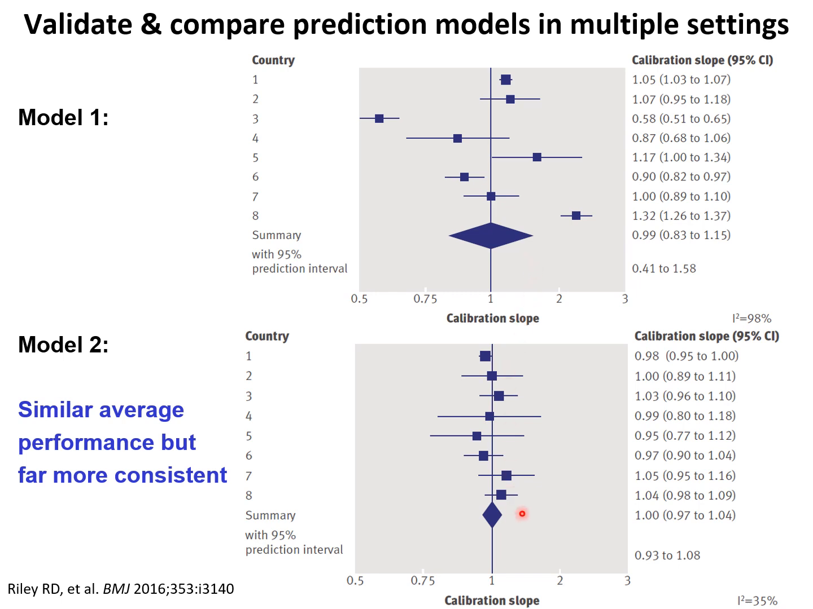Model 2 also has a summary result close to 1, a narrow confidence interval, but there's very little heterogeneity. In every single study, the calibration slope is very, very close to 1. And therefore, on average, Model 2 is as good as Model 1, but also it's more consistent in performance across settings. Now, without IPD, you wouldn't be able to assess calibration at all, because you need to assess calibration at the individual level, and you wouldn't have that at the aggregate level.